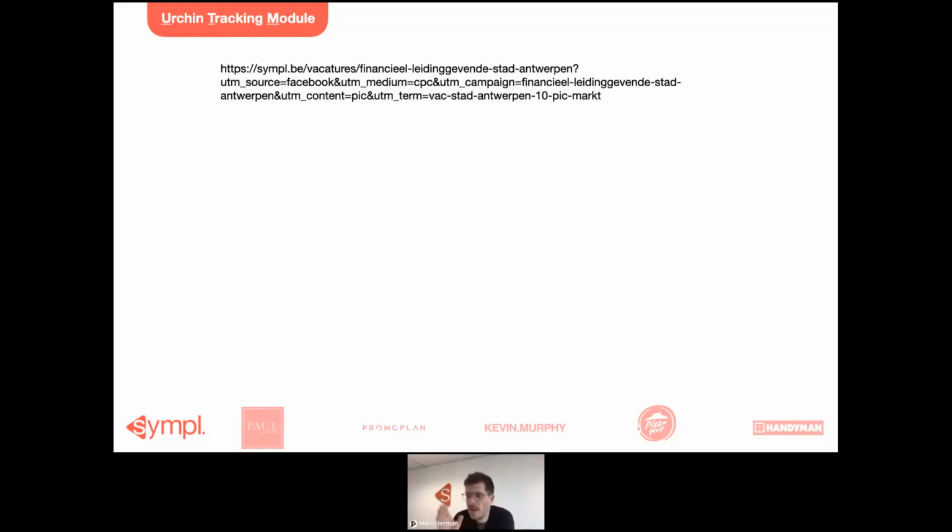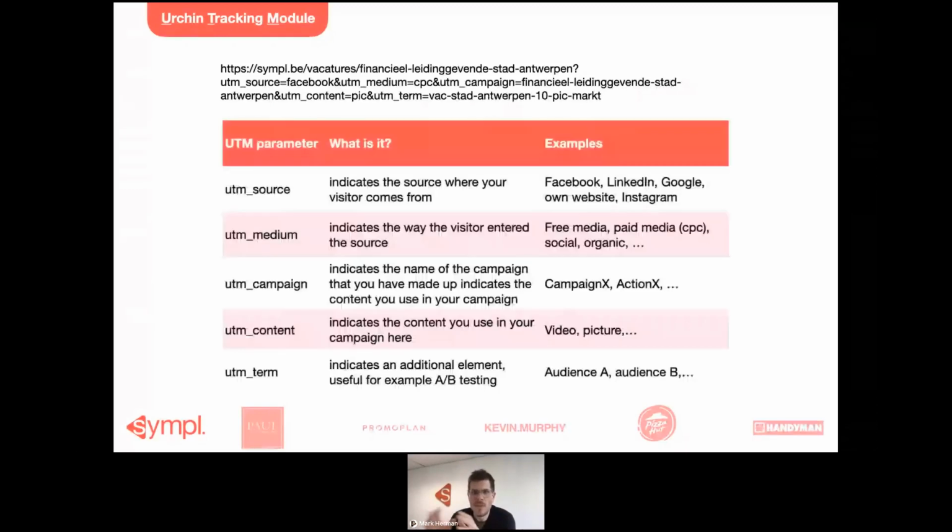You'll probably notice that there's UTM source, UTM medium. Now, this information is transferred by advertisers, or in this case, recruiters, with the ad. So when people click on an ad, all that data is transferred, so you can analyze afterwards where people were coming from. And these are some examples of UTM codes.